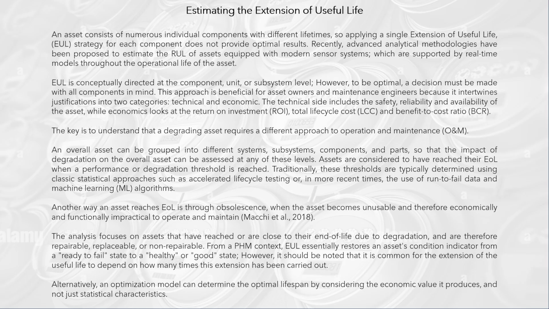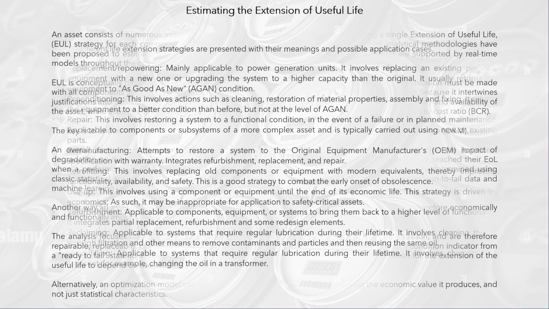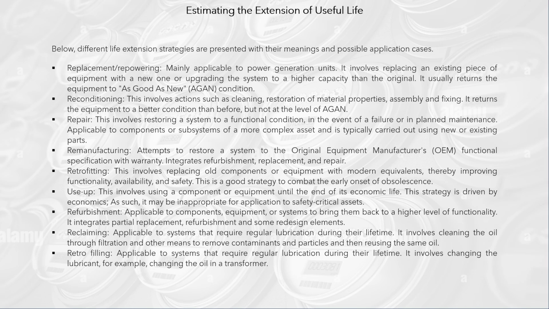From a PHM context, EUL essentially restores an asset's condition indicator from a ready-to-fail state to a healthy or good state. However, it should be noted that it is common for the extension of the useful life to depend on how many times this extension has been carried out. Alternatively, an optimization model can determine the optimal lifespan by considering the economic value it produces, and not just statistical characteristics. Below, different life extension strategies are presented with their meanings and possible application cases.